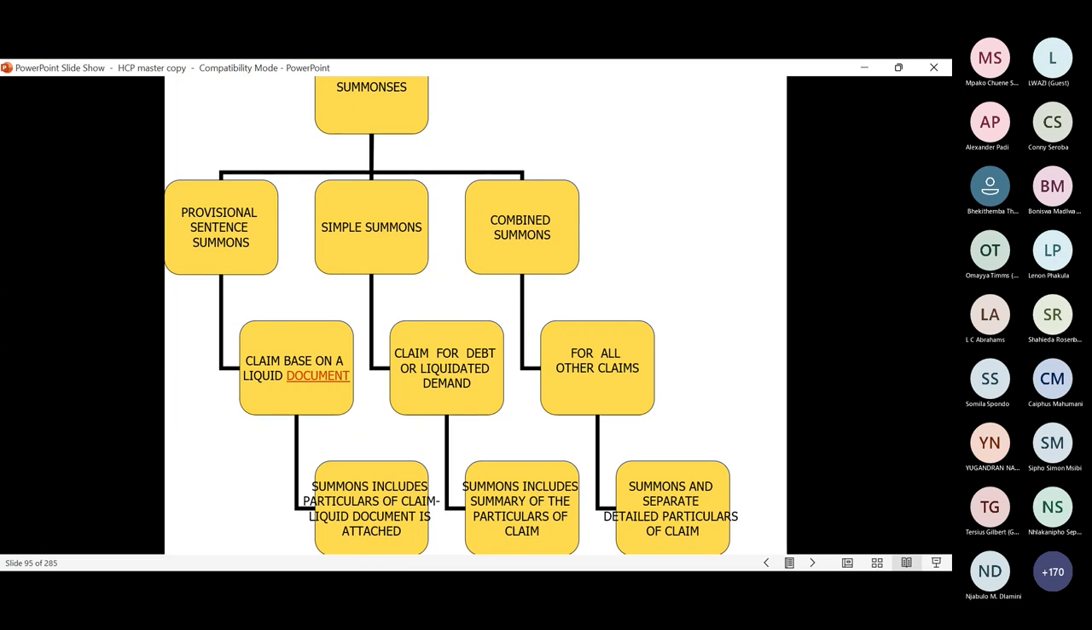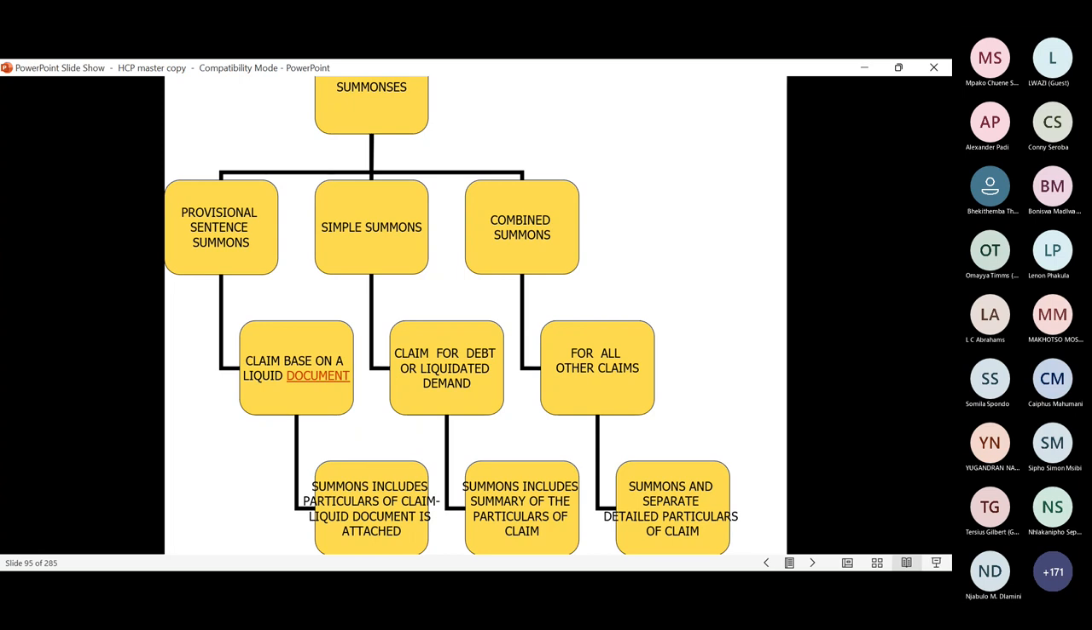Now, a simple summons you would use for a claim for a debt or a liquidated demand. And a simple summons is exactly what the word says. It is just a summons. The summons includes a summary of the particulars of claim. Okay. Now, all the summonses would have information that you would ask your opponent to give an address within 15 kilometers from the court where they will accept further processes in the matter, etc. Right. You would use a simple summons only in 5 instances, right? And I'm talking off the top of my head. It will come up later.